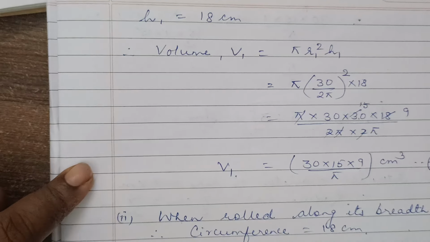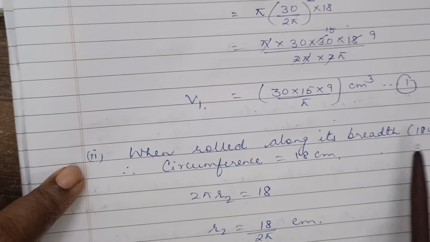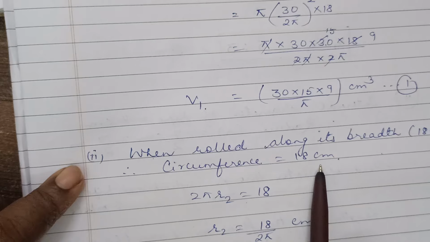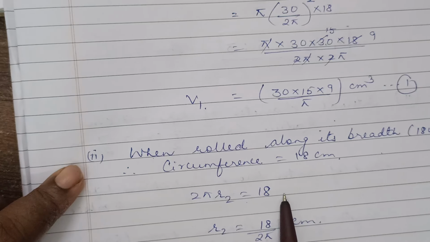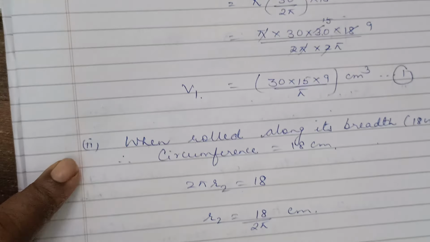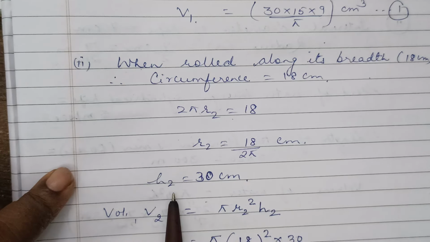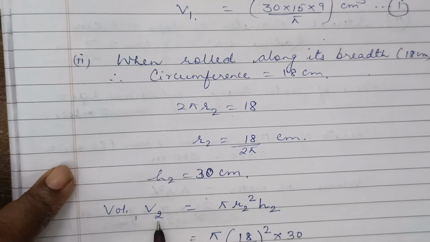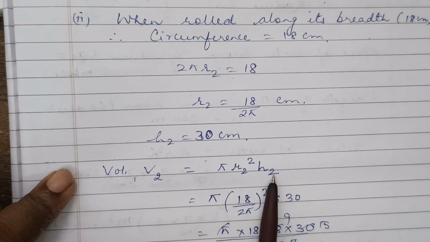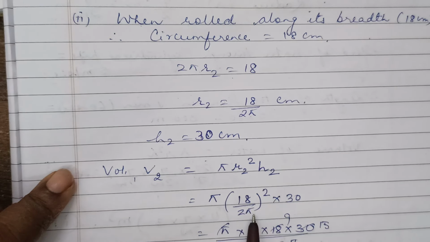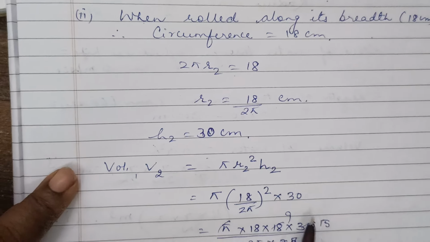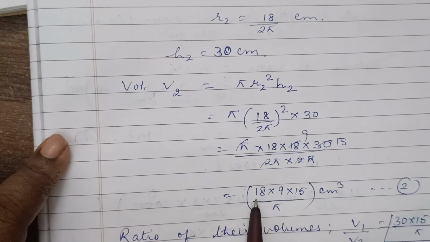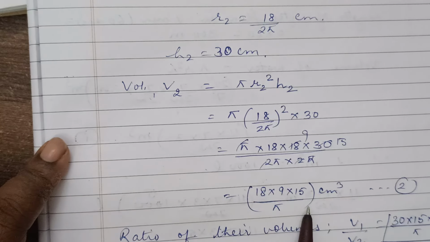Now when rolled along its breadth, that is 18 centimeter, then circumference will become 18. So 2 pi r2 is equal to 18, or r2 is equal to 18 by 2 pi. Now in the second case, height becomes 30 centimeter. So this volume V2 will be equal to pi r2 square into h2, that is pi into 18 by 2 pi whole square into 30.